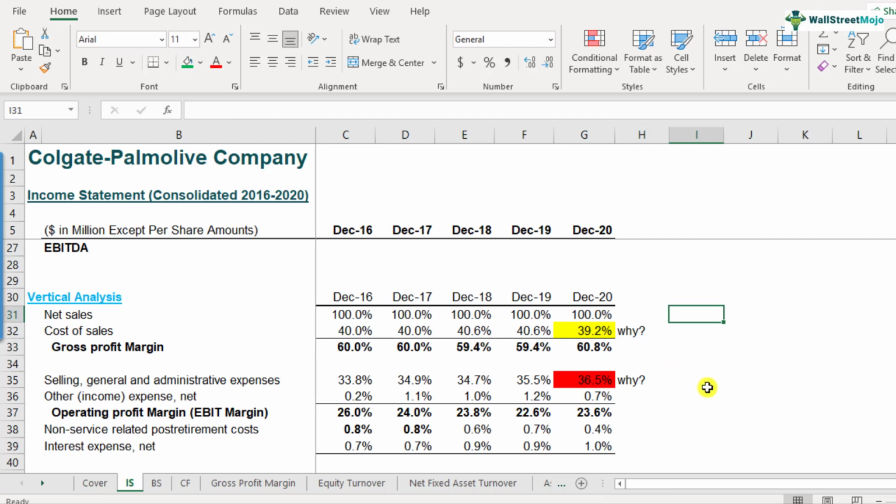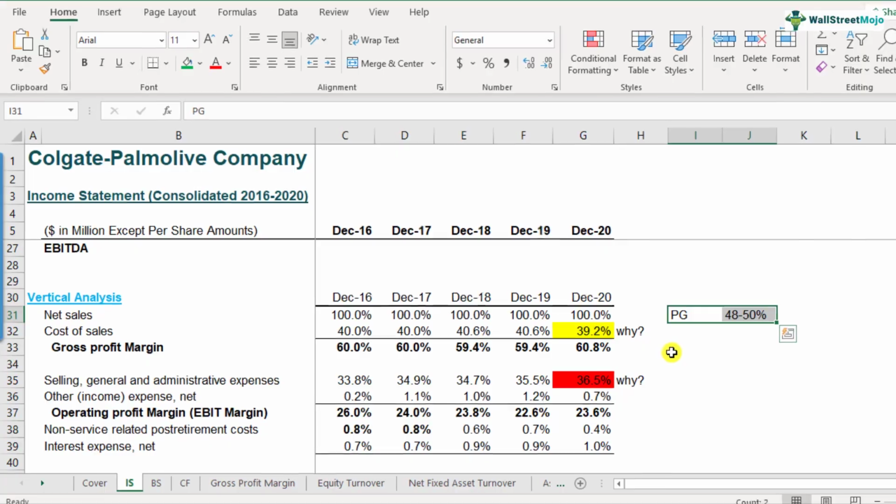If we compare this with Procter & Gamble, we note that the profit margin there is somewhere around 48 to 50%. That's how their profit margins look. So the gross profit margins for Colgate are comparatively much better than Procter & Gamble's. So this is how you can interpret and calculate gross profit margins. And I hope you understood this as well.